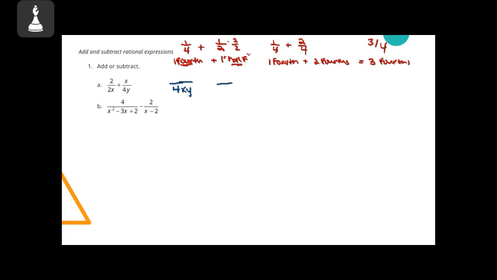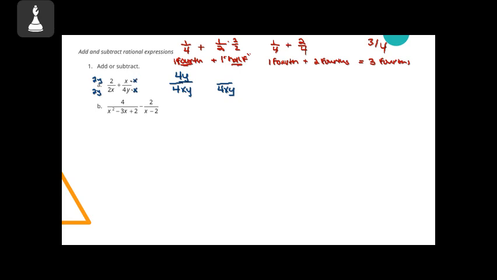Looking at that, how do I do that? I need to multiply 2x by 2y to make that into 4xy. And if I do that to the bottom, I must do that to the top as well. So 2y times 2 is 4y. Working with the second part, I have 4y, but in the bottom I need to have 4xy. So I need to add an x to the bottom, which means I need to put an x on top. When I do that, I'm multiplying, so x times x is x squared.